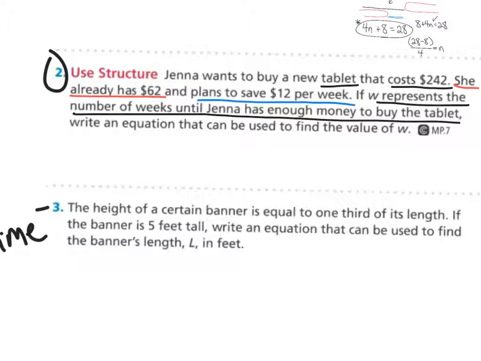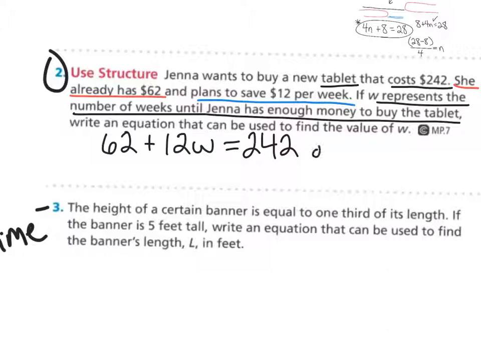So one way we could look at this, if she already has $62 and then she's saving $12 a week, so it'd be $62 she has plus $12 times however many weeks she's saving for until she equals up to having $242. So that would be one way that you could write that equation.